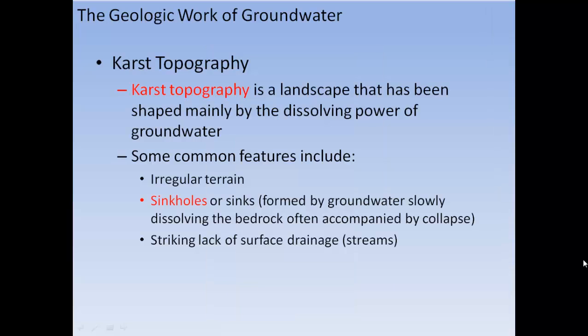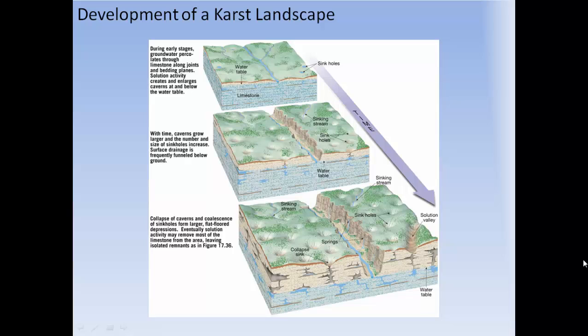Karst topography is a landscape that's been shaped mainly by the dissolving power of groundwater. Some common features include irregular terrain, sinkholes or sinks formed by groundwater slowly dissolving the bedrock, often accompanied by collapse, and a striking lack of surface drainage, or streams.